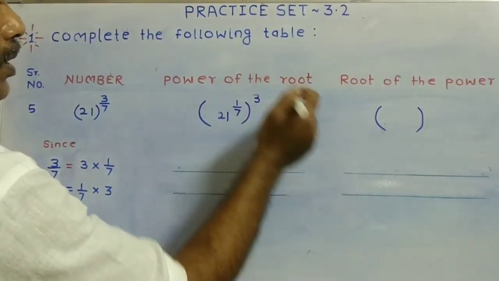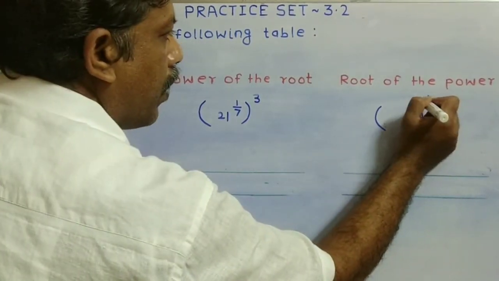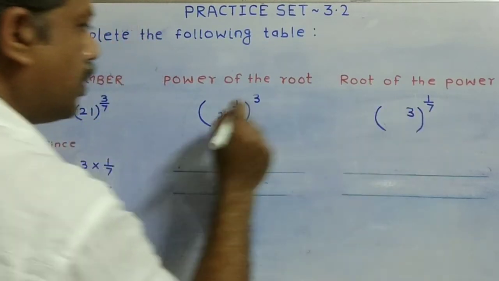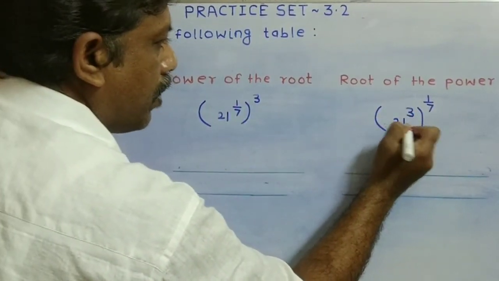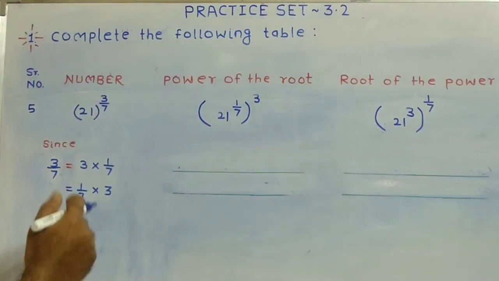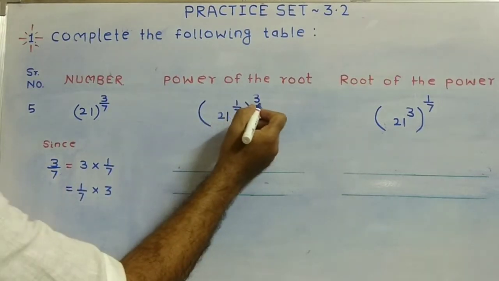Simple way. Now you want the root. Now interchange it. Which is your root? 1 upon 7. Which is your power? Your power is 3. Which is your number? Your number is 21. Now, in this way, you can simply write down the power of the root.